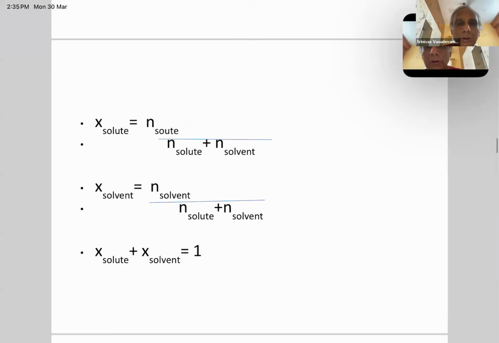Mole fraction of solute in a solution containing solute and solvent: number of moles of solute divided by number of moles of solute plus number of moles of solvent. Mole fraction of solvent: number of moles of solvent divided by number of moles of solute plus number of moles of solvent. Always, the total mole fraction is equal to 1.